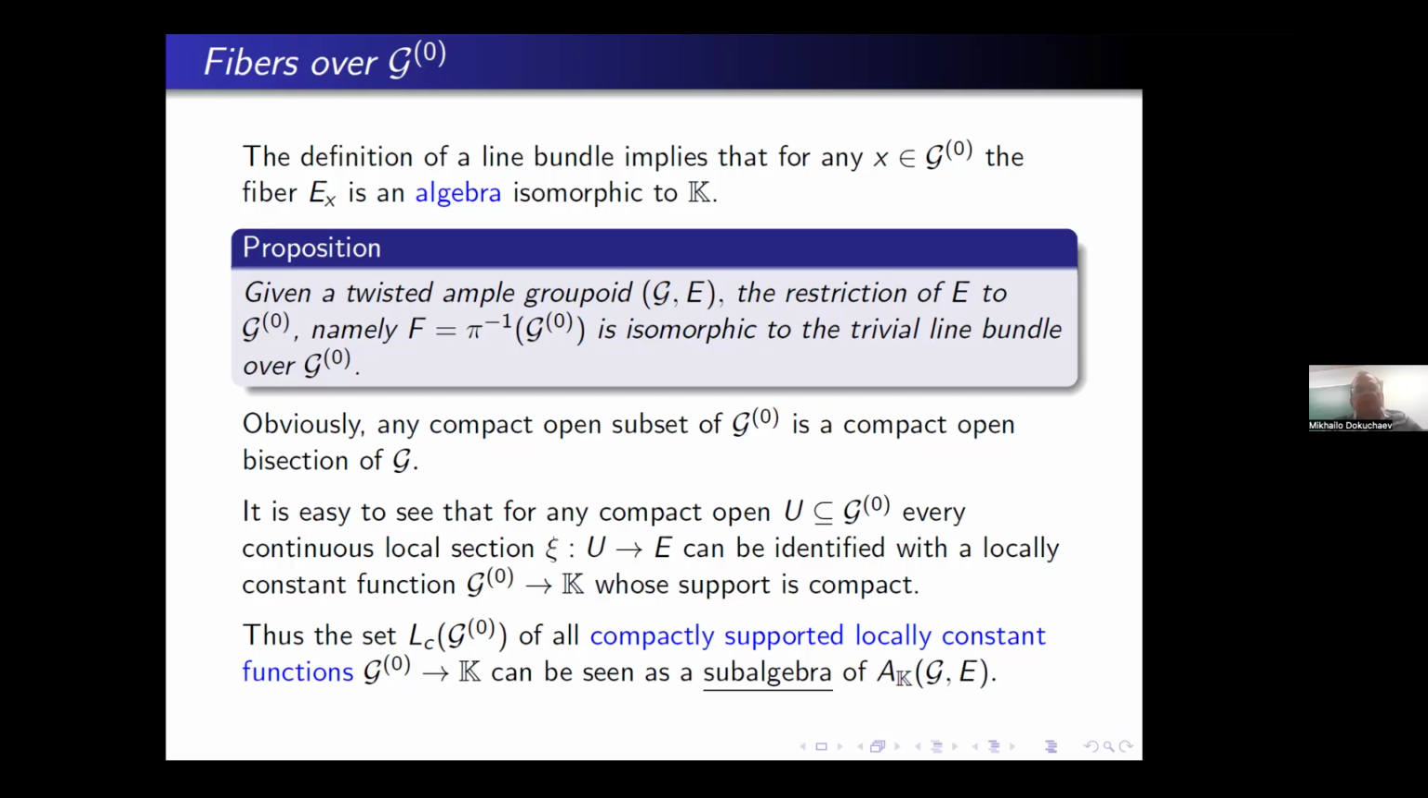And continuous in this setting means that it's a locally constant function, so that each point has an open neighborhood such that on that neighborhood it's constant. This is equivalent to being continuous. And we denote by LC_c(G0) the set of all compactly supported locally constant functions of this form. So this small c refers to being compactly supported. And according to this identification, it can be seen as a subalgebra of our Steinberg algebra.